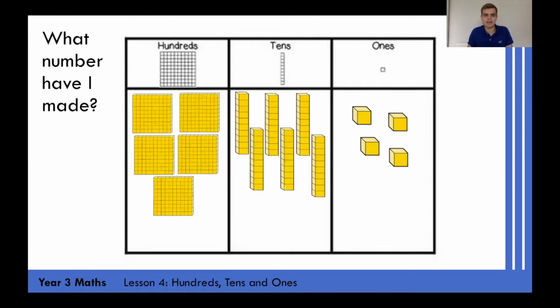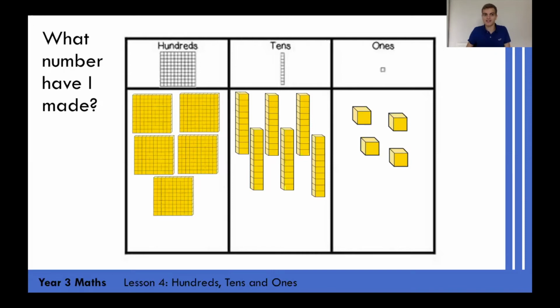So what number have I made here? I've got quite a few hundreds on this one. Okay, so how many hundreds, how many tens, how many ones? You can write it out if you want. What number have I managed to make here? Fantastic. Call it out. What have I got?